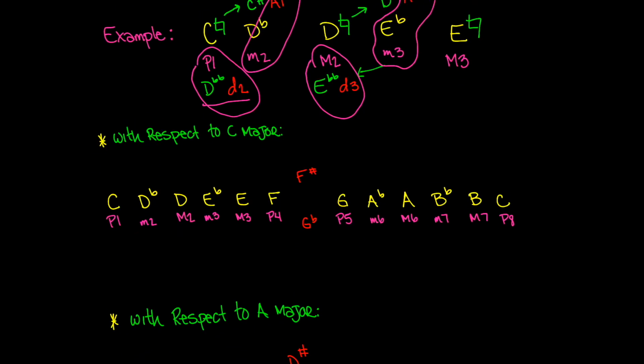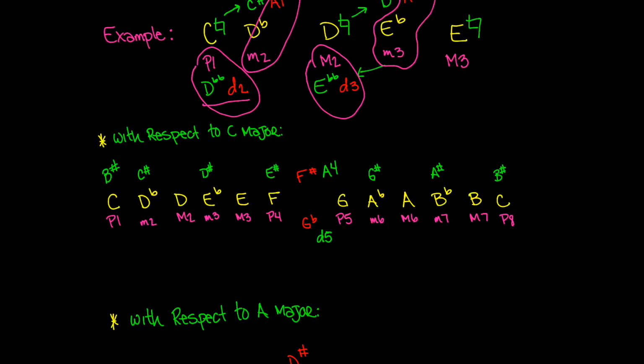With respect to C major, I have all the intervals sort of laid out here. And if I go through this, I'll try to do it very quickly. Let's see, this would be A4, and this would be D5. Okay, and another way that I could write out D flat, I could also call it C sharp. I could call this D sharp. I could call this E sharp. I could call this G sharp. I could call this A sharp. And I could call this B sharp.